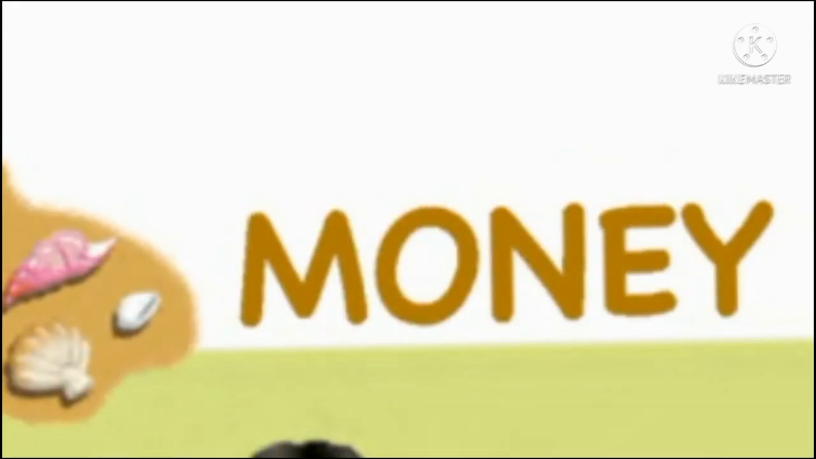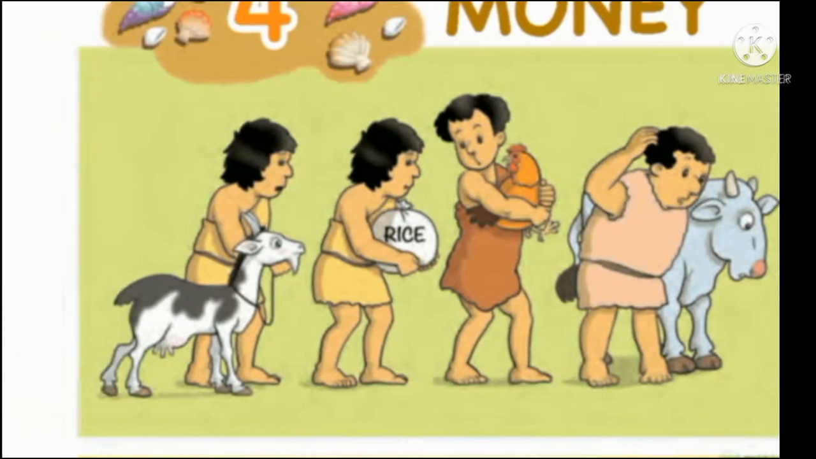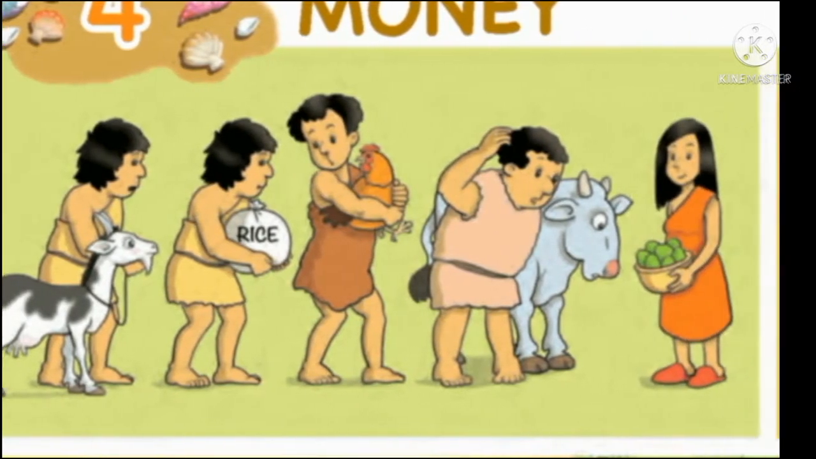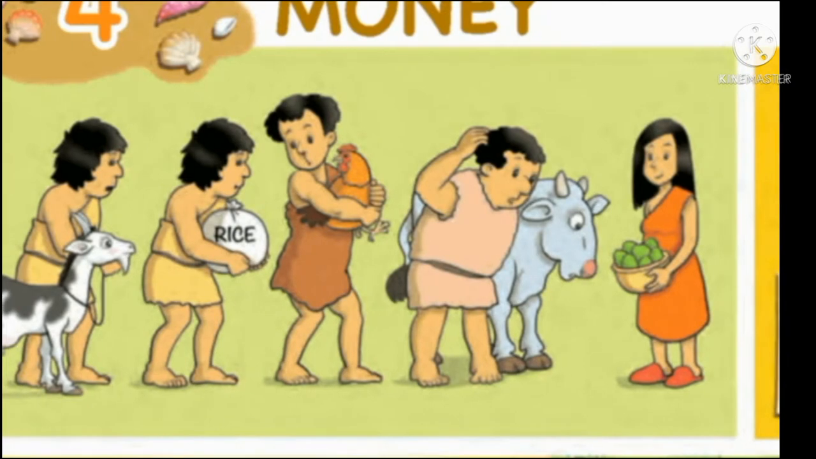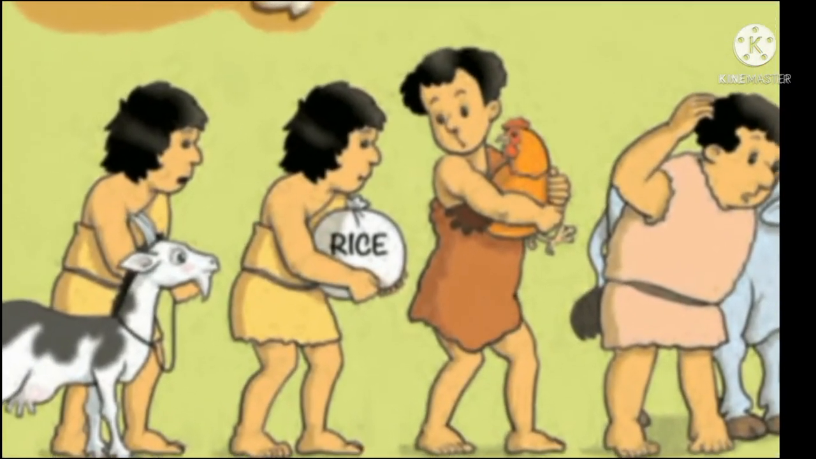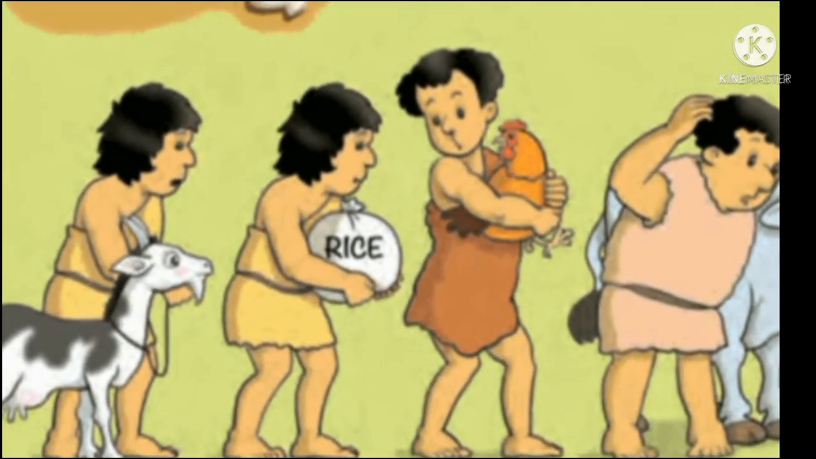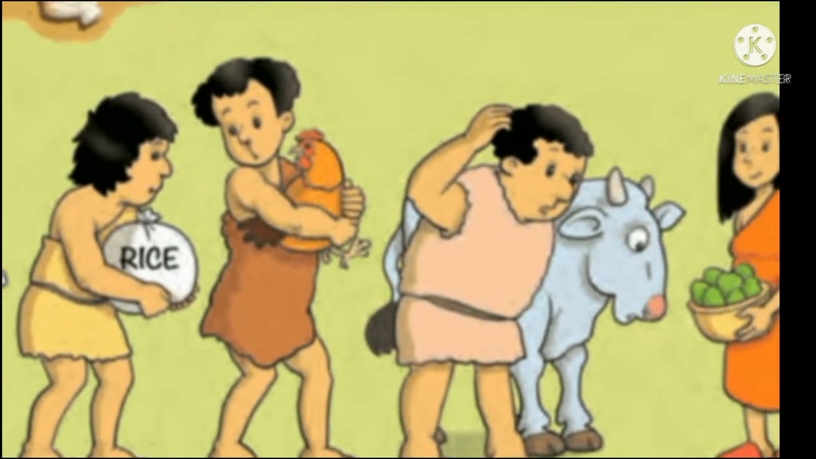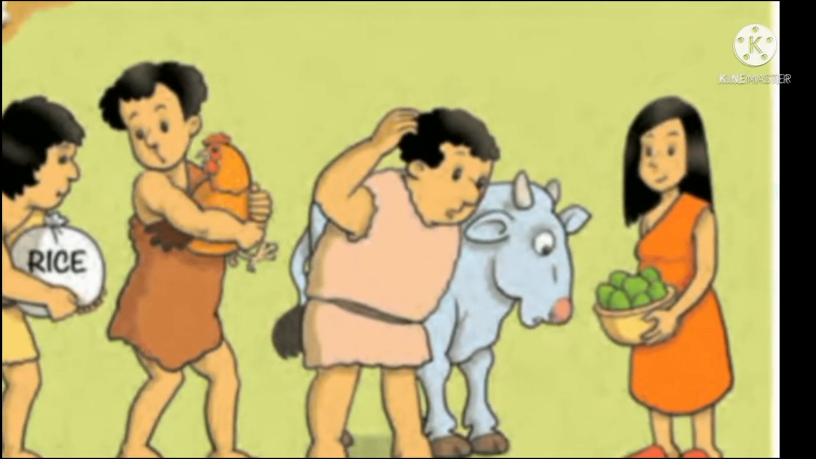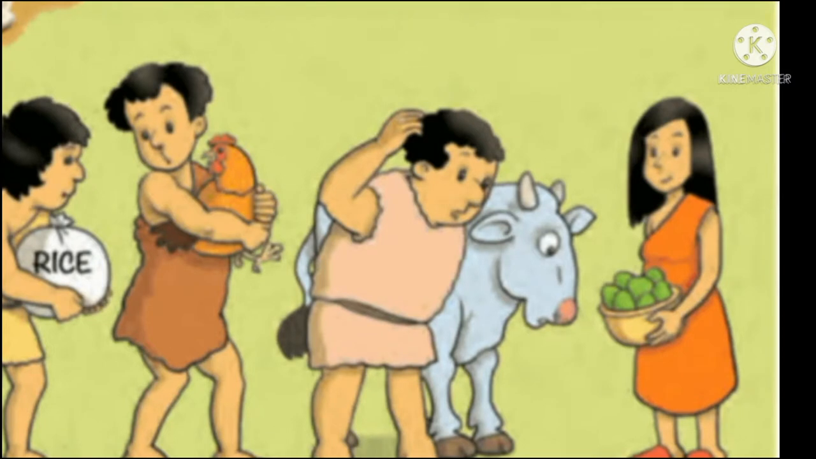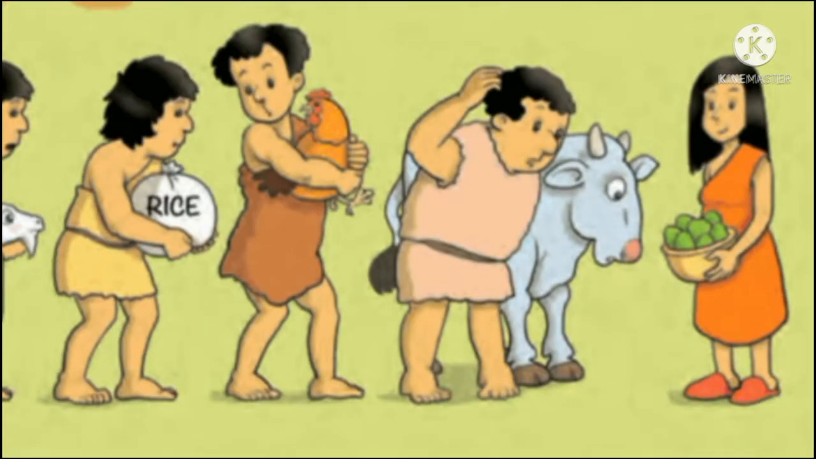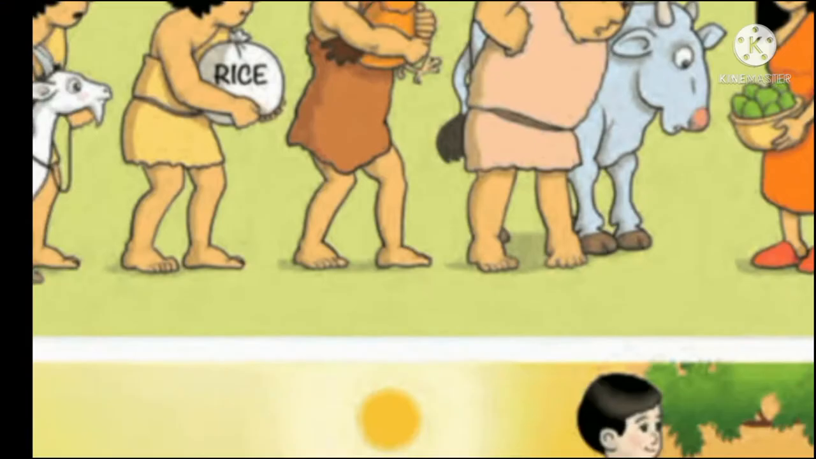Kids, let's talk about money. A long time ago, there was no currency. People exchanged things if they needed something. This system is called the barter system. This system is unfair.